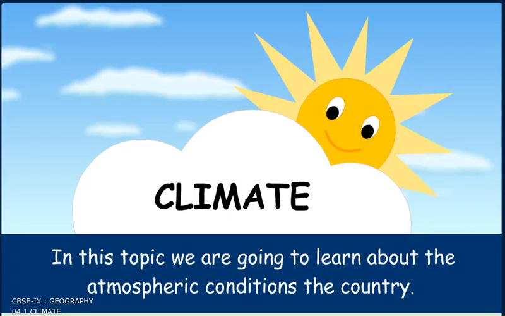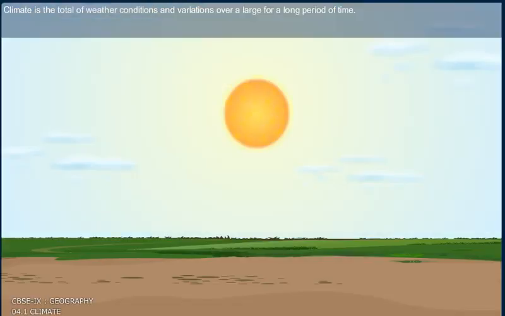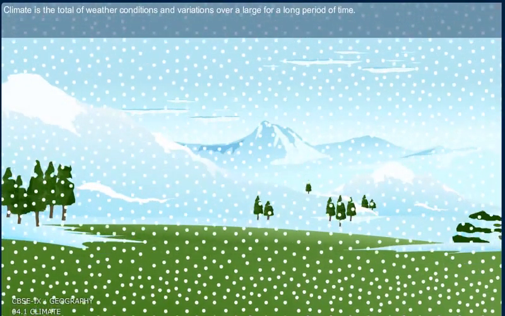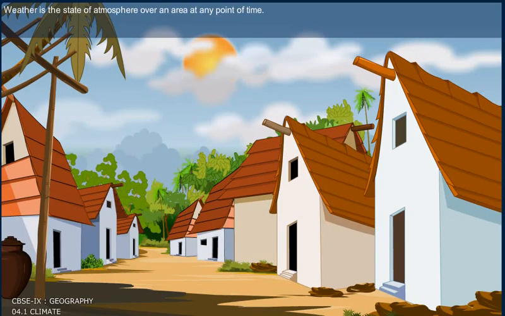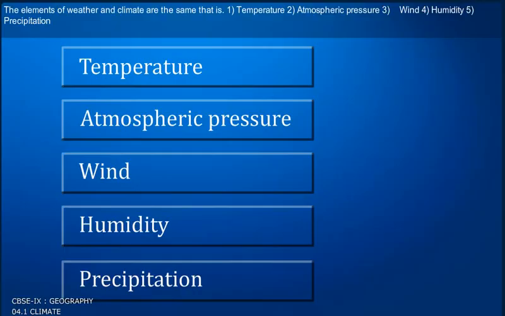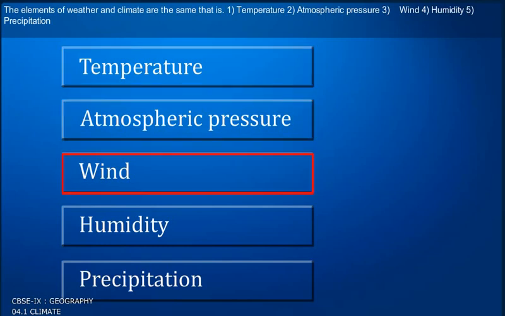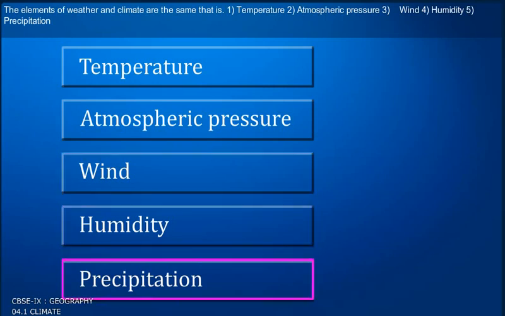Climate. In this topic, we are going to learn about the atmospheric condition of the country. Climate is the total of weather conditions and variations over a large area for a long period of time. Weather is the state of atmosphere over an area at any point of time. Elements of weather and climate are the same, that is, temperature, atmospheric pressure, wind, humidity, and precipitation.